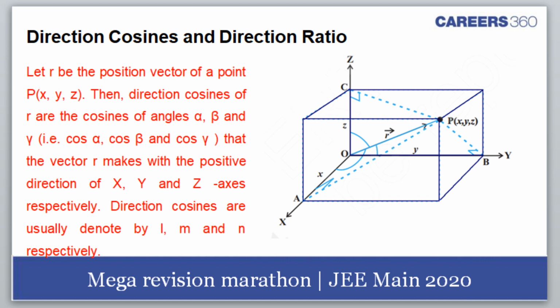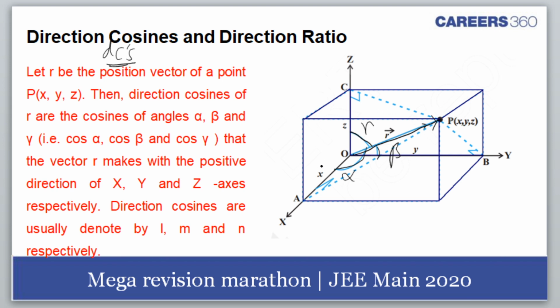I hope nobody is confused in this. Direction cosine and direction ratios. Now what are DCs? Direction cosines are also known as DCs. So listen, suppose this vector we are talking of, OP. It is obviously making some angle with the x-axis. Let us call that alpha. It is making a certain angle with the y-axis. Let us call that beta. And it is making a certain angle with the z-axis. Let us call that gamma.